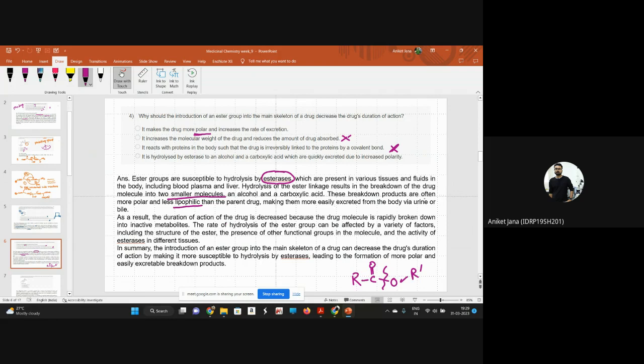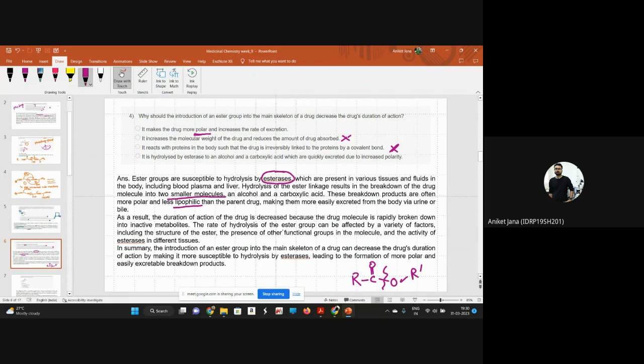So when they are hydrolyzed to two polar groups, carboxylic acid and alcohol, they become less lipophilic than their parent drug, making them more easily excreted from the body via urine or bile. Whenever they get more polar, they are less lipophilic and more easily excreted via urine, right? As a result, the duration of action of the drug is decreased because the drug molecule is rapidly broken down into inactive metabolites.